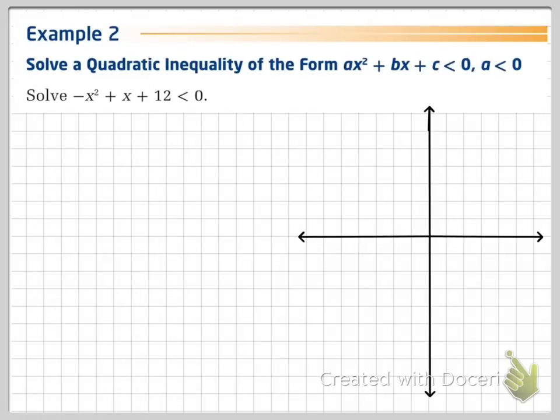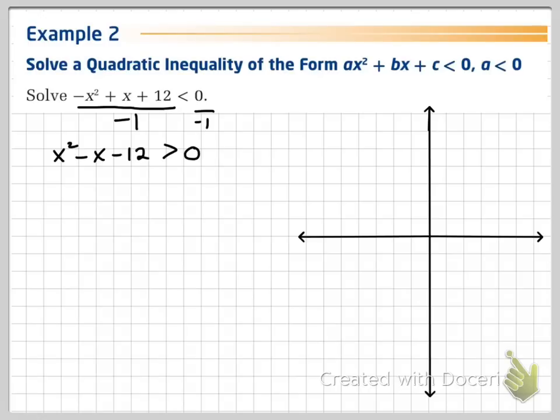Here we have example 2. We're going to solve a quadratic inequality where the form is ax squared plus bx plus c is less than 0. This time it's just less than 0, and a has to be less than 0, so a is going to be negative. So we're asked to solve negative x squared plus x plus 12 is less than 0.